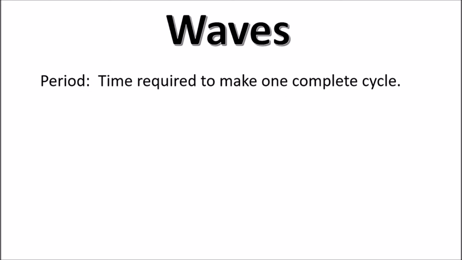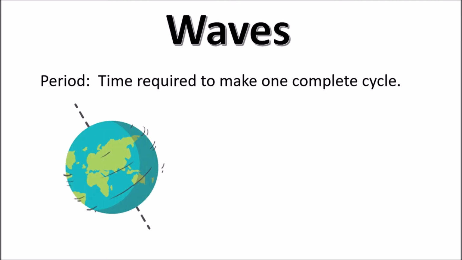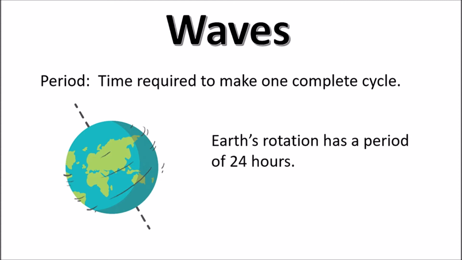and that's the period. The period is the time required to make one complete cycle. All right, so what do I mean by that? Let's look at a couple of examples. So we got the Earth. We know that the Earth spins around, and how long does it take the Earth to go around once? Well, its rotation has a period of 24 hours, so it's 24 hours.